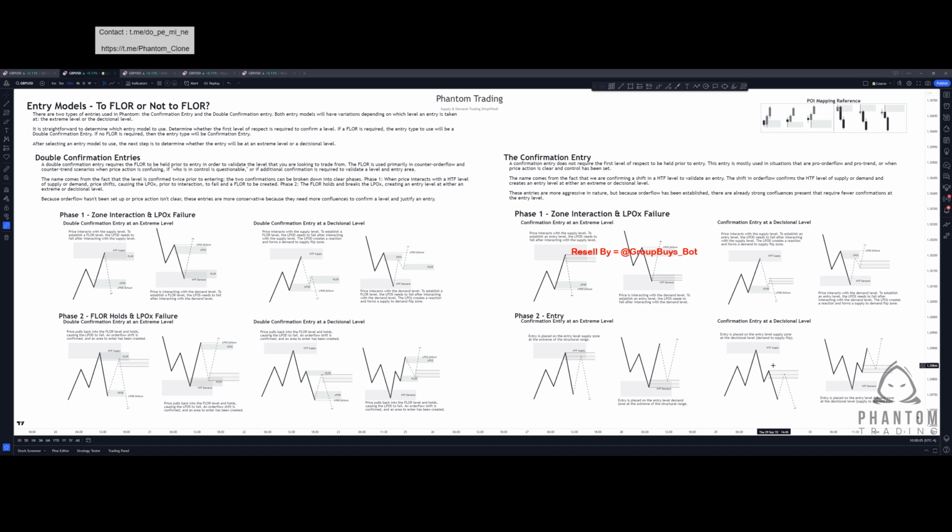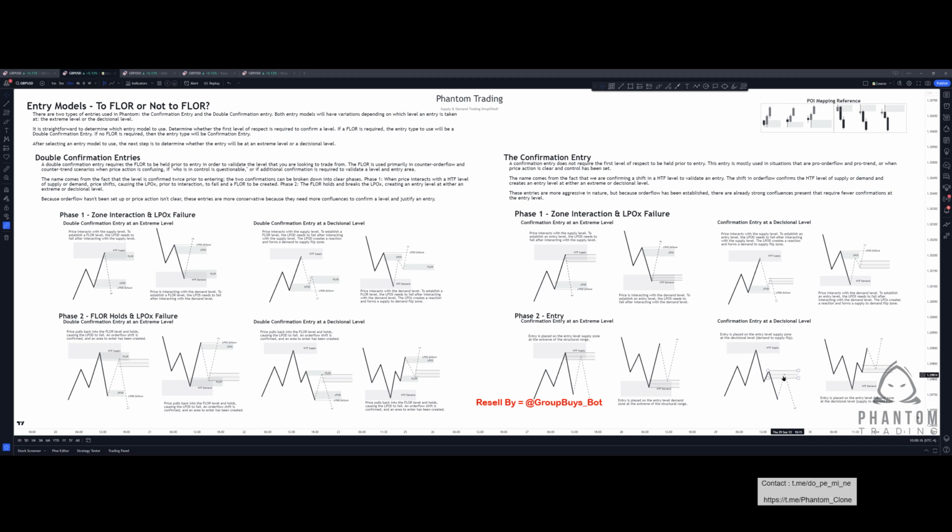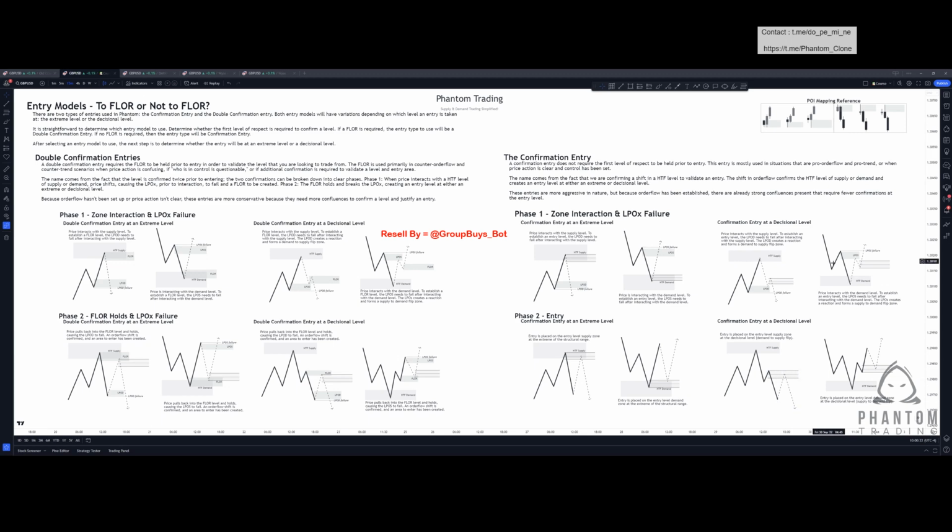Now that we have a tradable supply level and the last point of demand has failed, showcasing that order flow has in fact started to shift, we can trade the supply level, looking to trade short or sell into this supply level. Now we'll look at an example of a confirmation entry at a decisional level of demand.